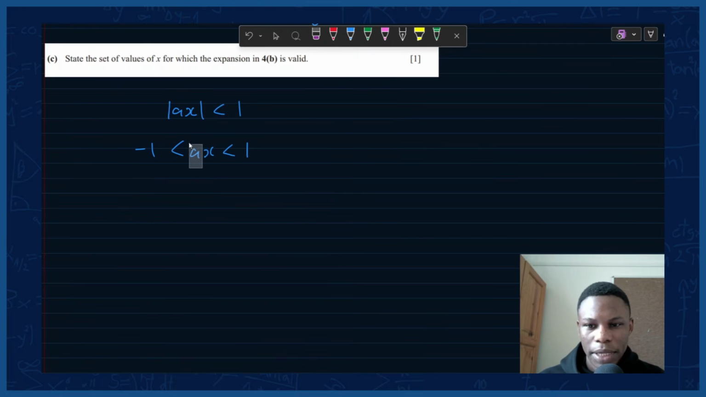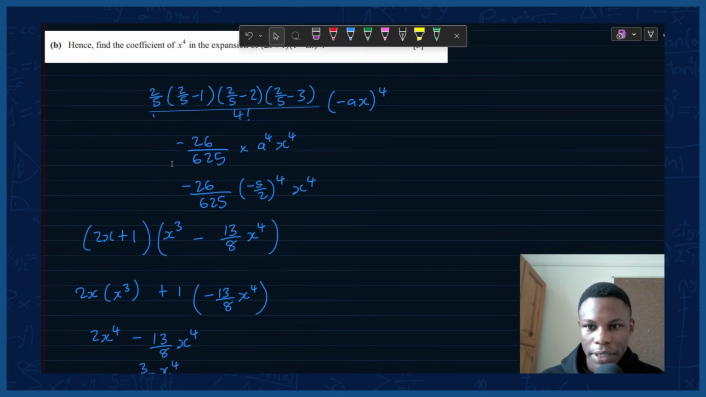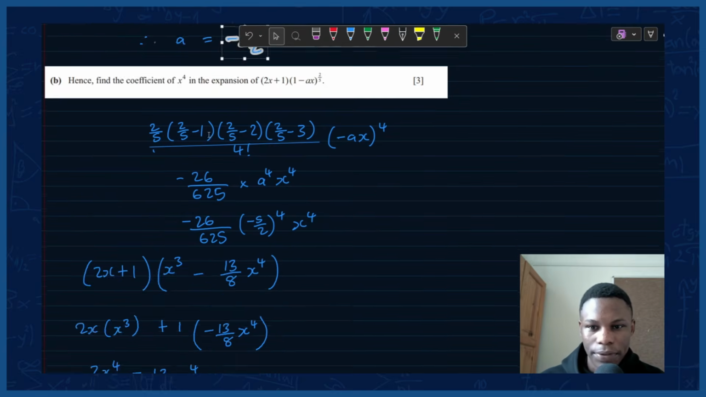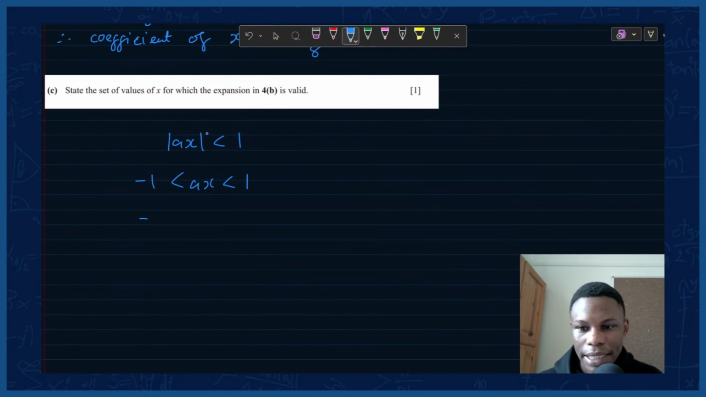So maybe let's substitute a first before we proceed, because we know the actual value of a. We know that a is -5 over 2. So this means -1 is less than -5 over 2x, which is less than 1.